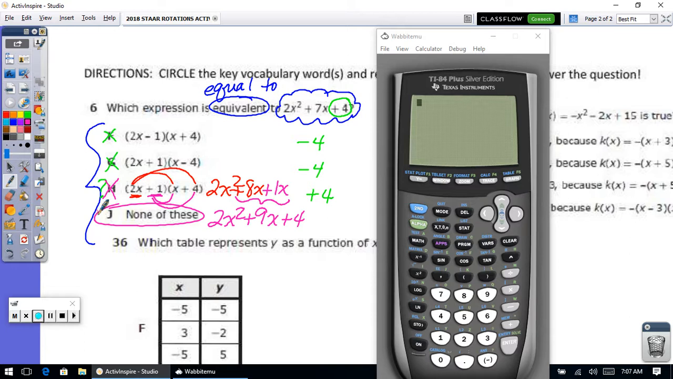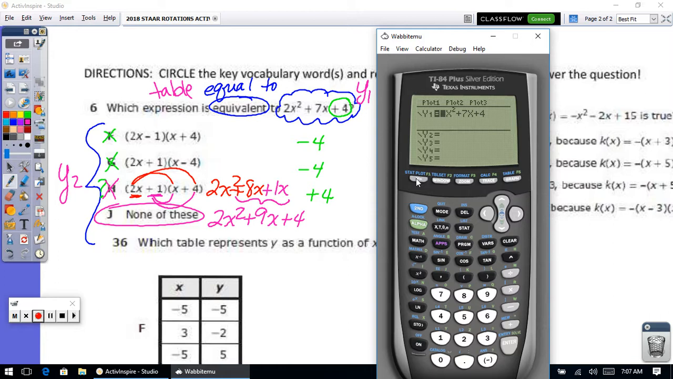Another thing you can do is, because the word equivalent means equal to, you can put this guy in y1, and you can put all of your answer choices in y2, and see if you can get a table that is equal to each other. Watch, I'll show you what I'm talking about here.